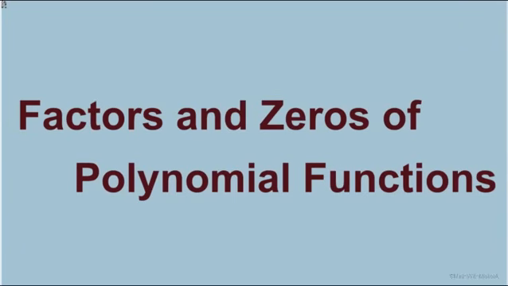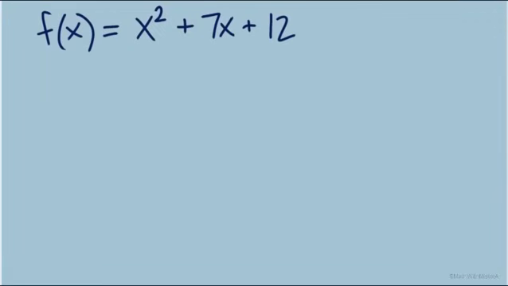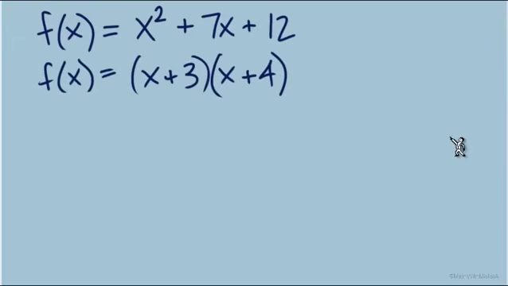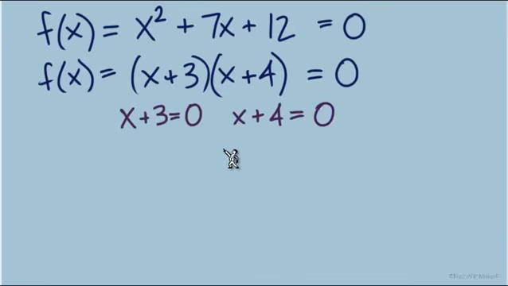In this video, we'll be finding factors and zeros of polynomial functions. Let's start with a quick review of what we already know. Here's a quadratic function, f of x equals x squared plus 7x plus 12. We know that we can write it in factored form, x plus 3 times x plus 4 in this case. Once we find the factors of the function, it's easy to find the zeros of the function.